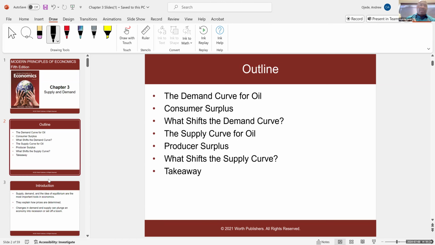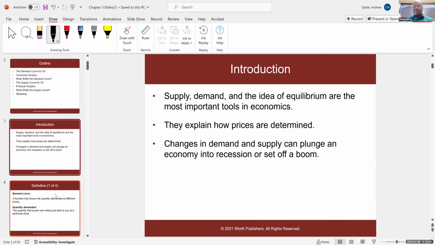So anyway, let's start our discussion here. As I say, supply, demand, and the idea of equilibrium are the most important tools in economics. They're going to explain how prices are determined in a marketplace. So changes in demand and supply can plunge an economy into a recession or can set off a booming cycle. Let's think about what happened during the Great Depression of 1929 to 1933: people stopped buying products. The demand was very low. Okay. But sometimes when the economy is going through a booming cycle, that means there's excessive demand. Consumers want to buy things at a much more rapid rate.